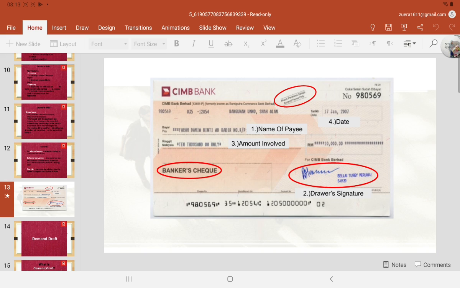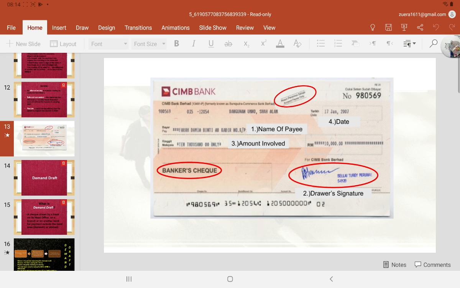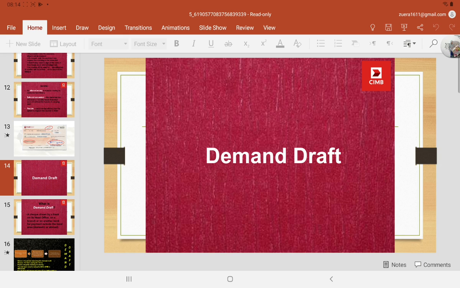So these are the features here. This is an example of the cash order. This is the information required for you to use the cash order to transfer the money to a third party. Next, we will go through the demand draft.